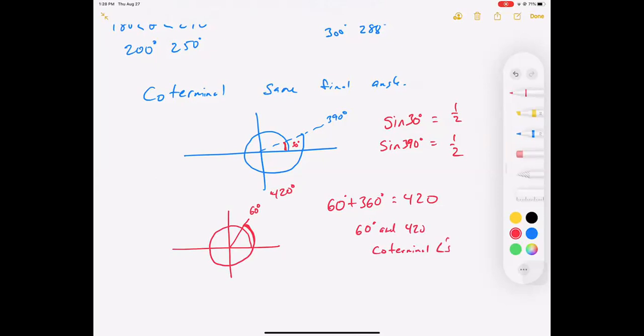What if I want to go the other way, going backwards? Sure. If I go 60 degrees minus 360, spinning in a clockwise direction, this will give you negative 300 degrees. Let's go ahead and try that.